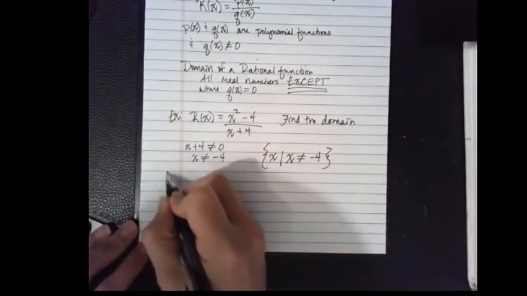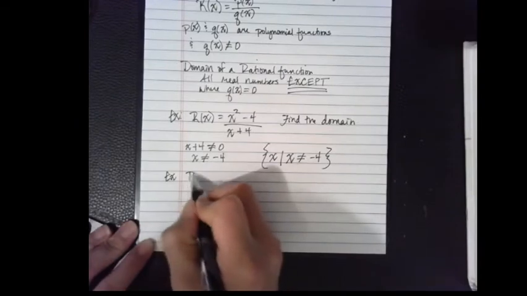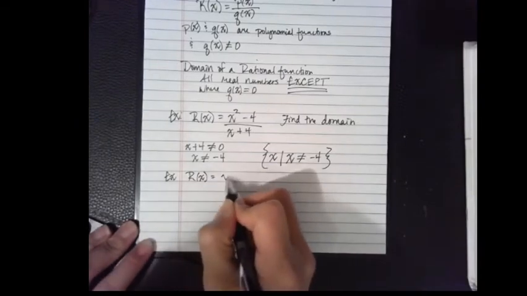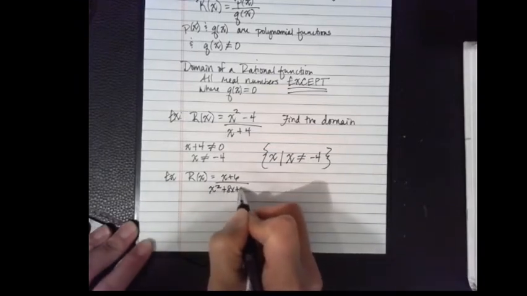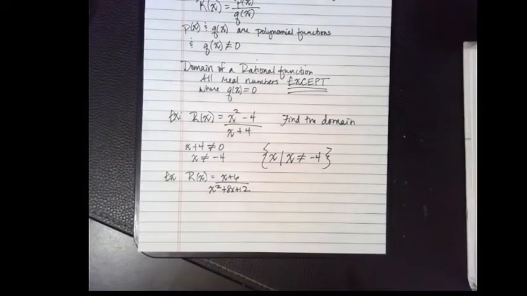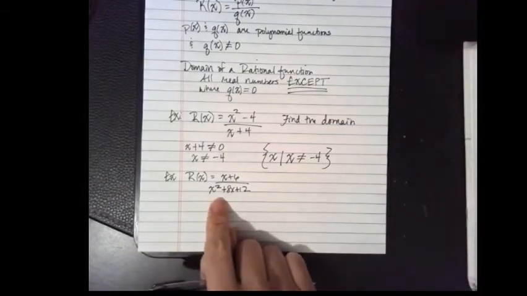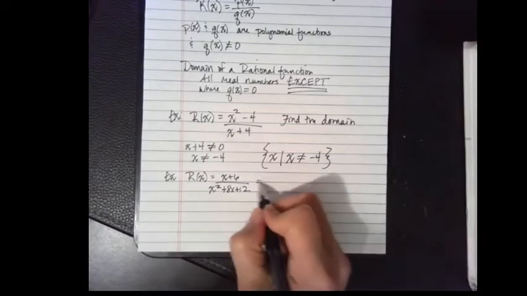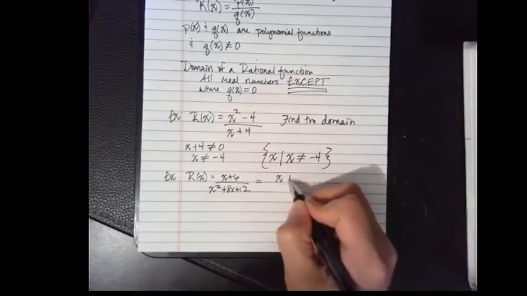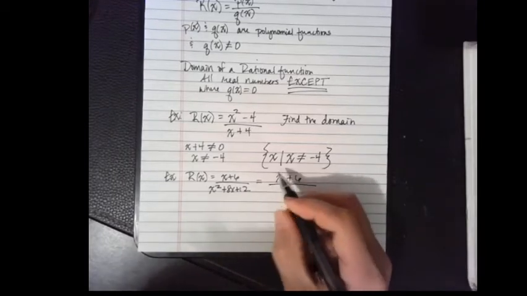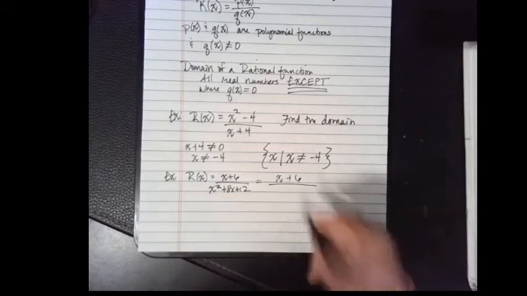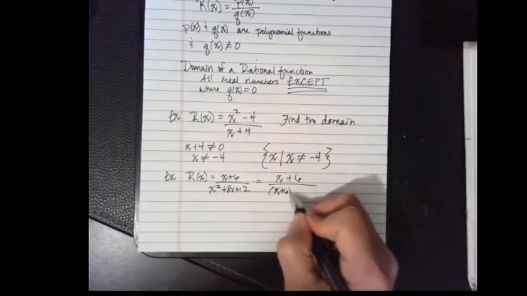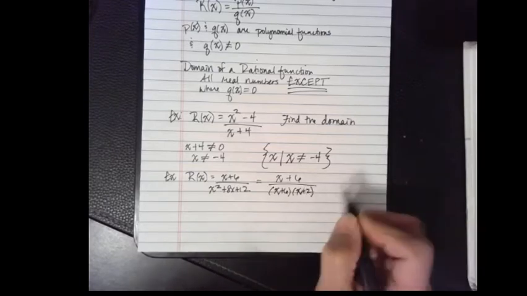As another example, we could have r of x equals x plus 6 all over x squared plus 8x plus 12. So looking for my domain here, I have something that's quadratic in the denominator. So really, the first thing I want to do is factor that. So I'm looking at the factors of 12 that are going to add up to 8. So that's 6 and 2. So here I've got x plus 6 times x plus 2.